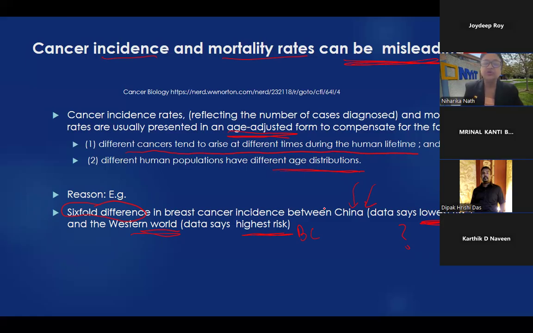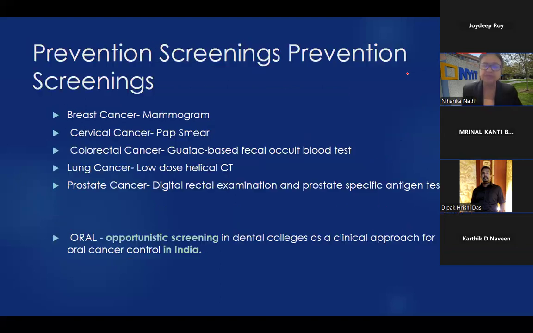And so therefore, incidence and mortality rates have to be carefully calculated and not taken just based on this. And I think the rest is all about how to do prevention and screening. So, breast mammogram screening, that is the Western world. Pap smear for cervical cancer, which we will talk about more later on today, is an extremely good way to prevent cervical cancer.